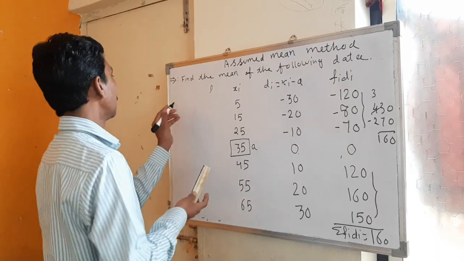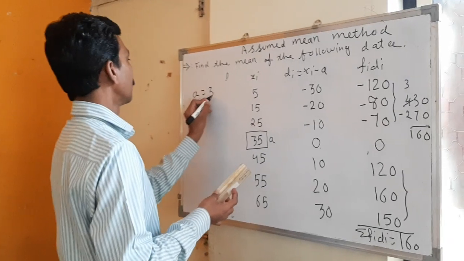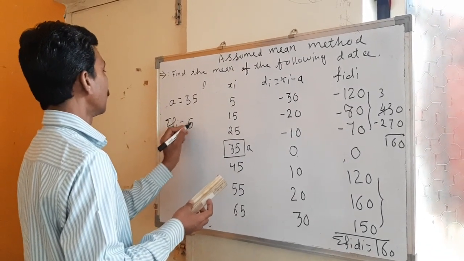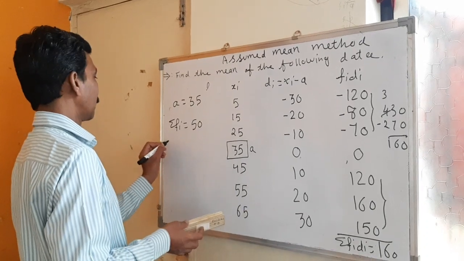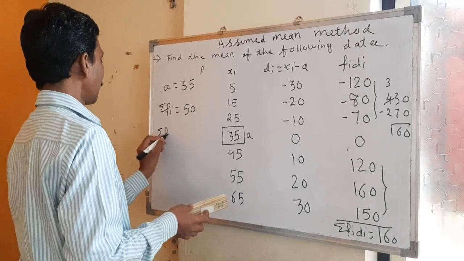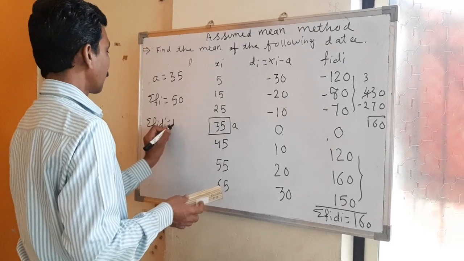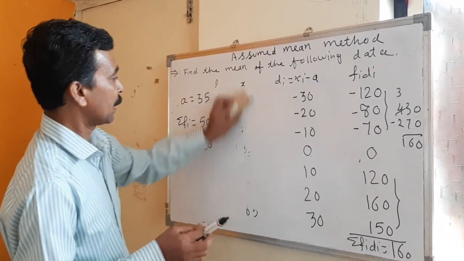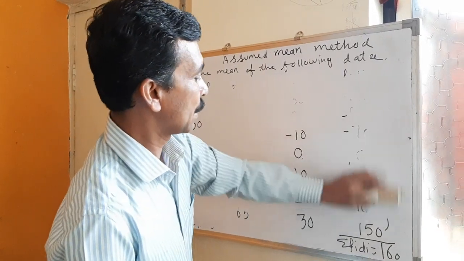I will write, assuming A is equal to 35, summation of Fi is equal to 50, then summation of Fi di is equal to 160. Now I will rub this, and then I will write the formula and then I will place the values.